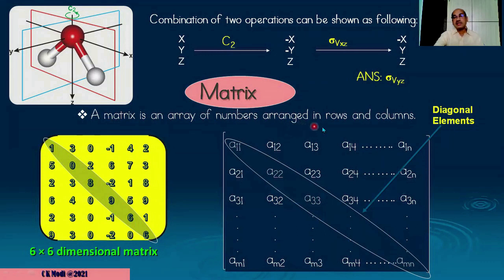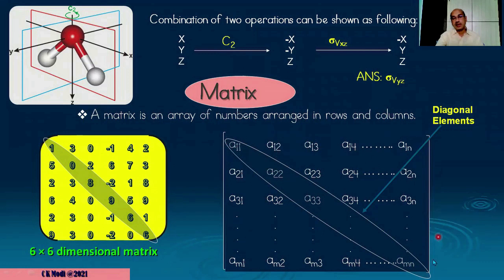A matrix is an array of numbers arranged in rows and columns. These are the rows, and these are the columns. For example, in this matrix with 1, 2, 3, 4, 5, 6, there are 6 rows and 6 columns, so it is a 6 by 6 dimensional matrix.